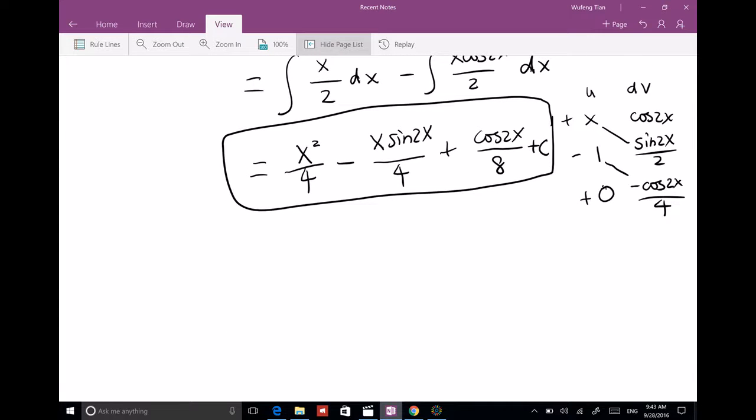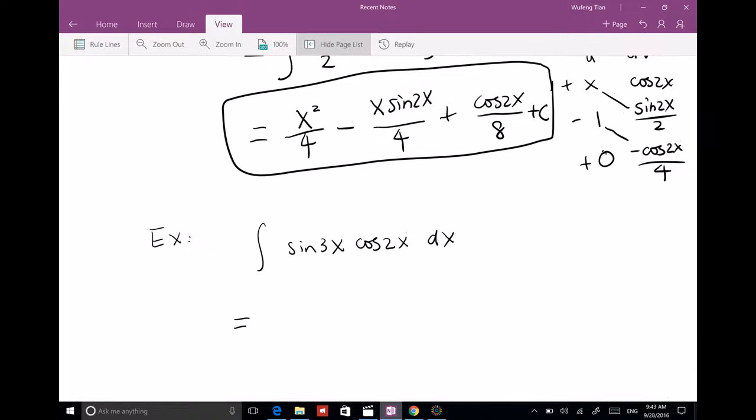So what if I have something as, next example, what if I have something as this, sine 3x cosine 2x dx. Well, that's a big problem for me here because this is sine 3x, this is cosine 2x, they're not the same theta. One is alpha, another one is beta, it's totally different. I cannot combine those two using any half formula or what.